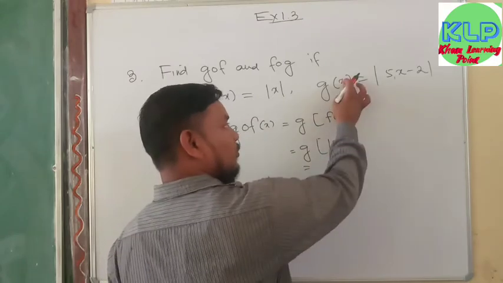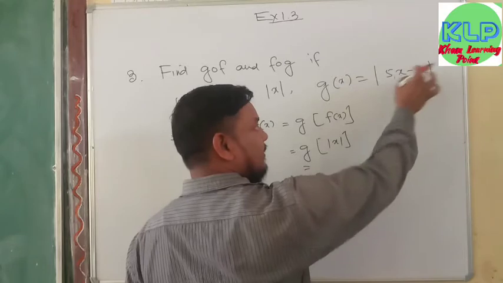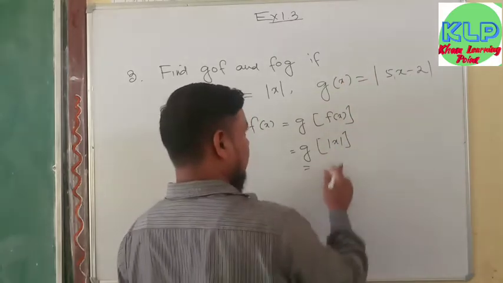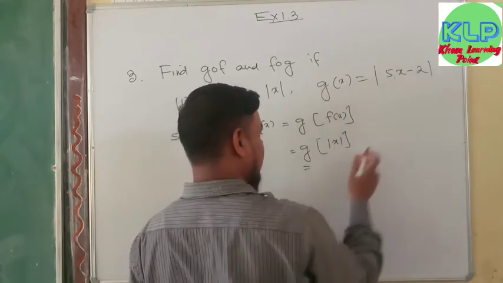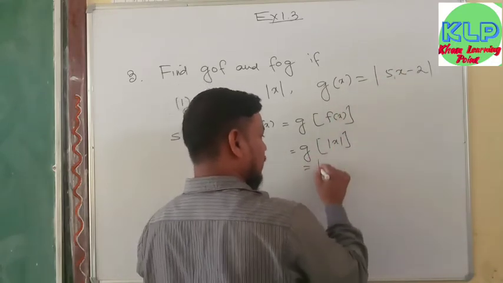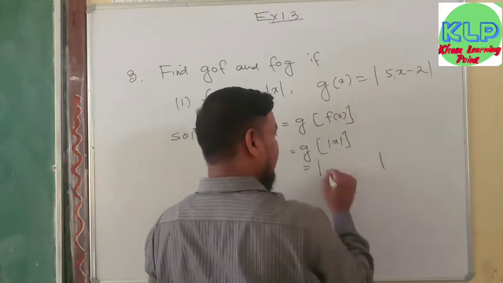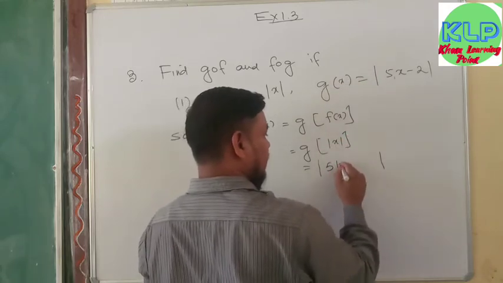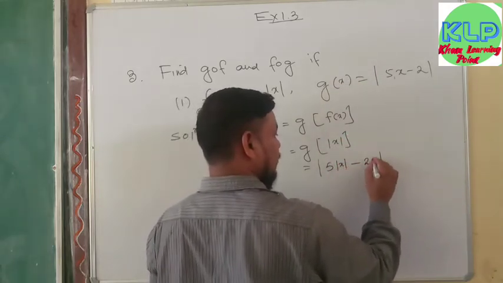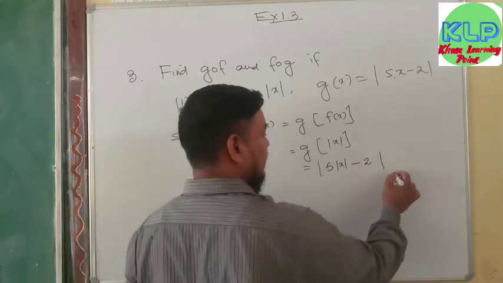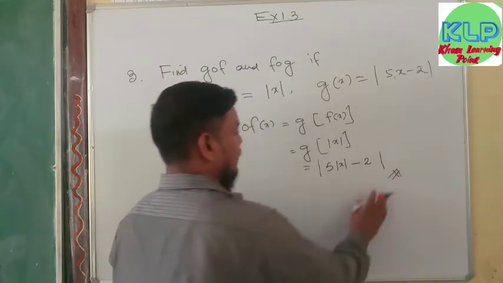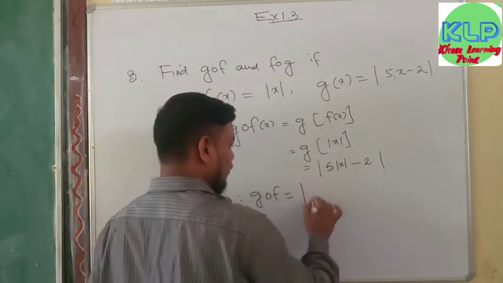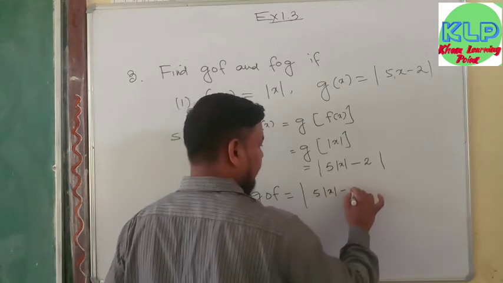That is, x will be replaced by modulus of x in g(x). In g(x), wherever there is x, we replace it with modulus of x. So g(x) is equal to modulus of 5x minus 2. Hence g of modulus of x is equal to modulus of 5 modulus of x minus 2. In place of x, we write modulus of x minus 2. Hence gof is equal to modulus of 5 modulus of x minus 2.